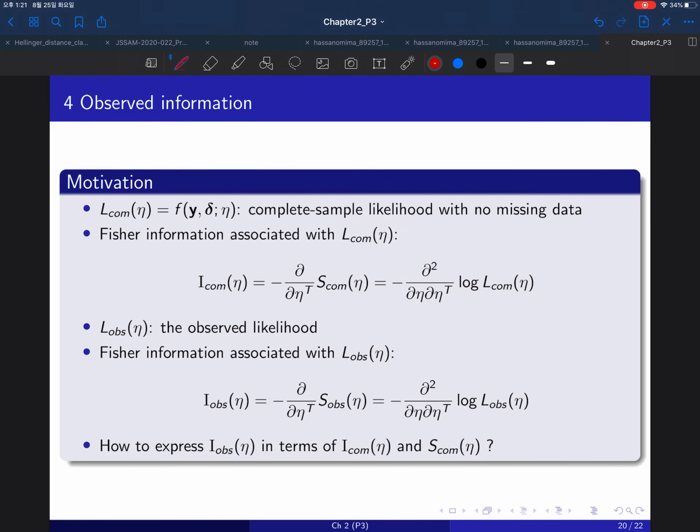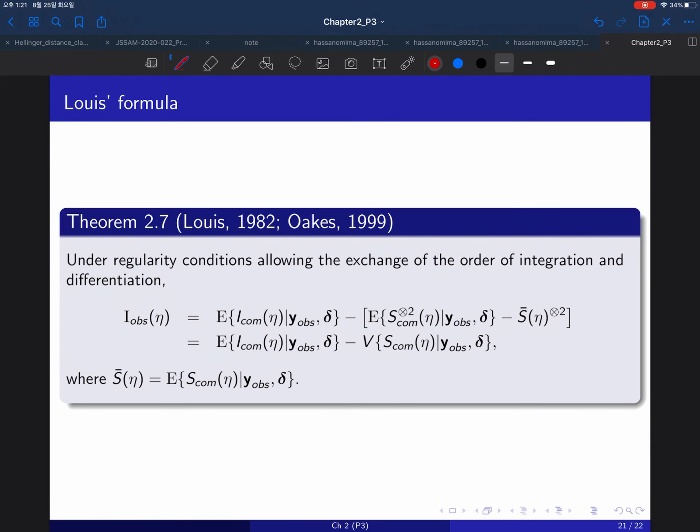Oops. So we are now interested in deriving the Fisher information function of the observed likelihood from the complete sample likelihood. Recall that we are able to obtain the observed score function from the complete sample score function by using the mean score theorem. So we wish to develop a similar result for the information function, and we basically wanna express this one in terms of the ICOM and SCOM, and that's originally proved by Louis, and then later is also proved by someone else.